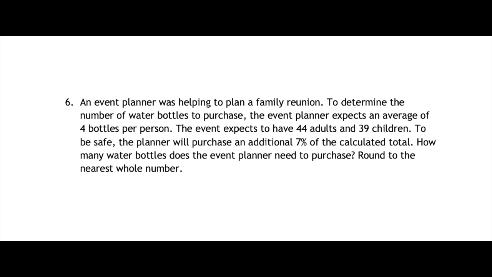Let's do number 6. An event planner was helping to plan a family reunion. To determine the number of water bottles to purchase, the event planner expects an average of 4 bottles per person. The event expects to have 44 adults and 39 children. To be safe, the planner will purchase an additional 7% of the calculated total. How many water bottles does the event planner need to purchase? Round to the nearest whole number.